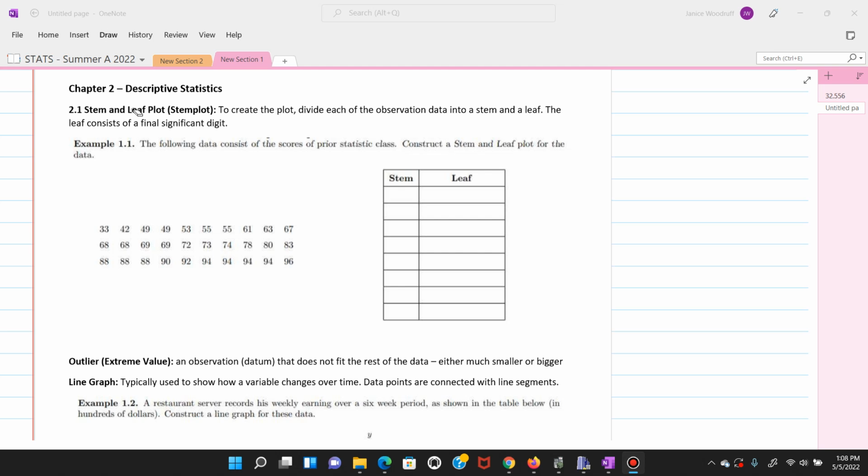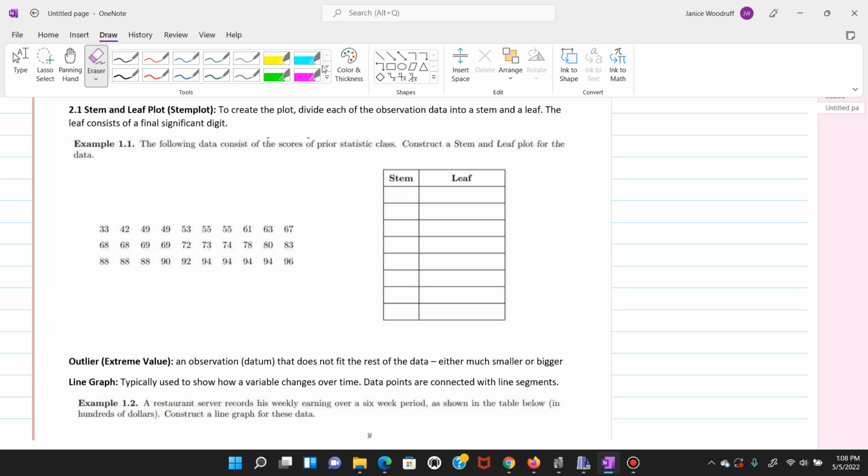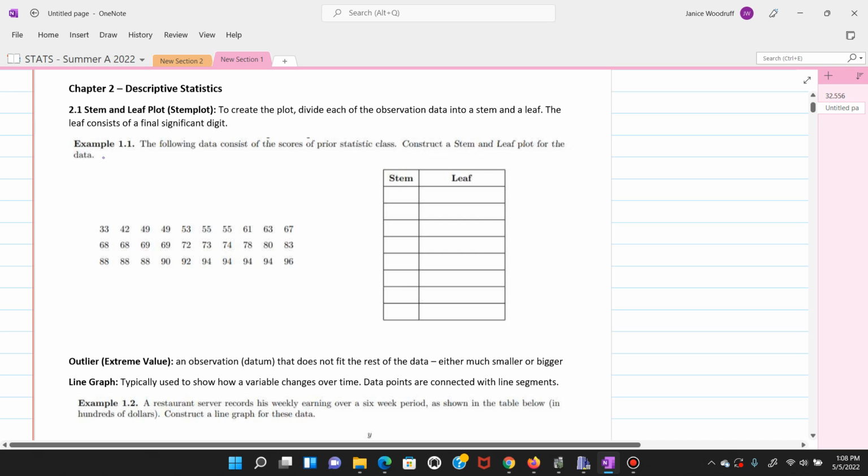The first one is called a stem and leaf plot, which might sound complicated, but it's actually super, super easy. A stem and leaf plot is divided, observations are divided by a stem and a leaf. The stem is the tens place, hundreds place, etc. The leaf is just the final significant digit. So that's the ones place.